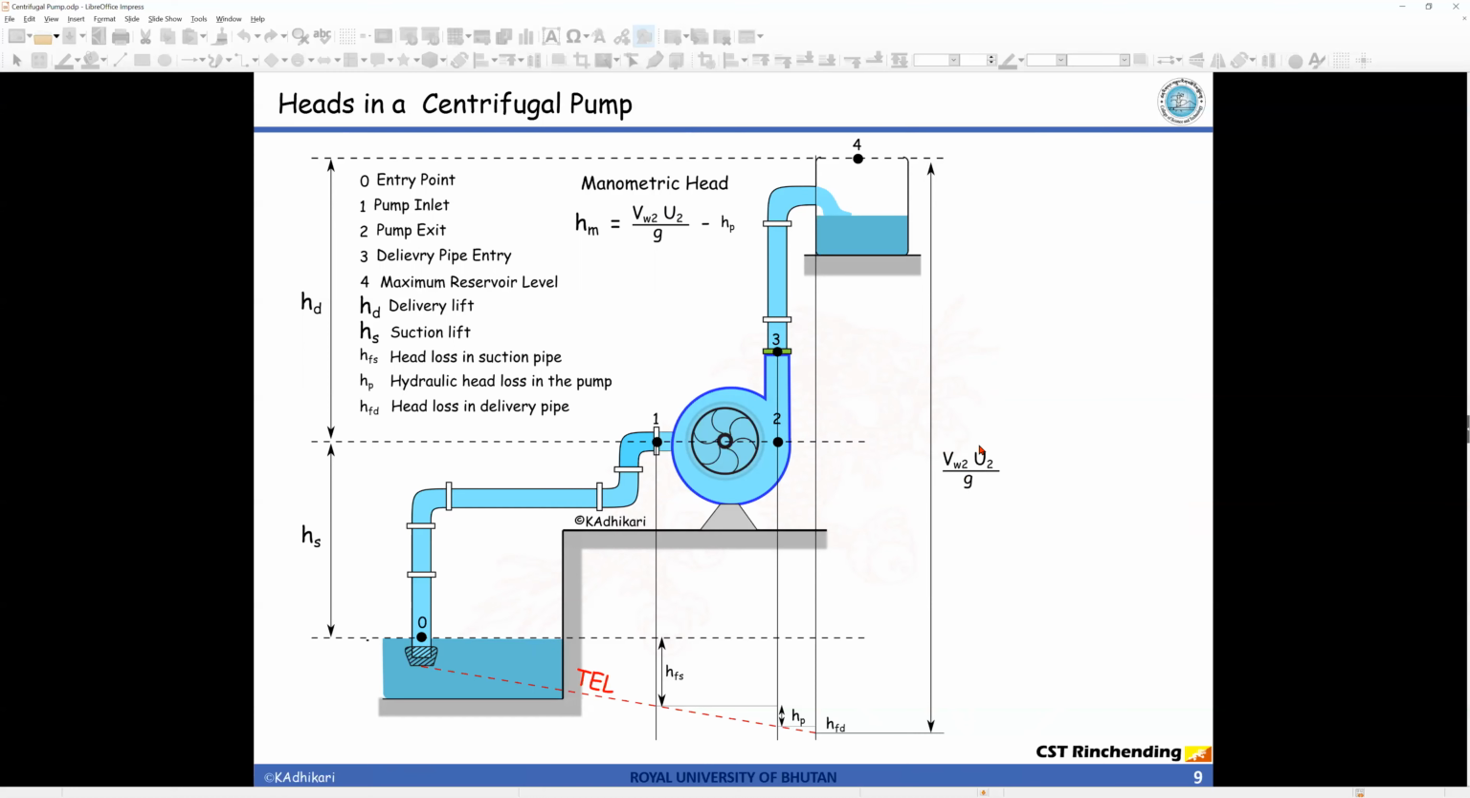In other terms, this much energy must be added to this liquid for it to transfer from this point to this point. So that is the basic understanding.